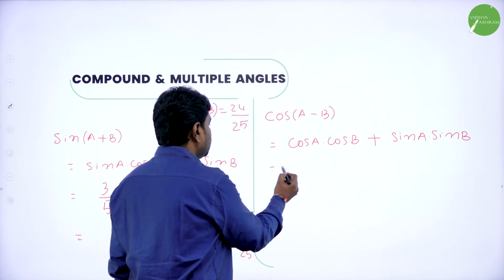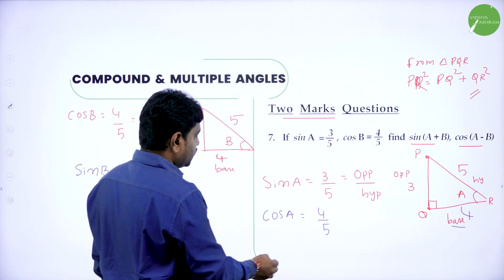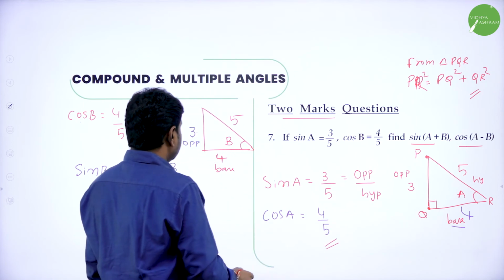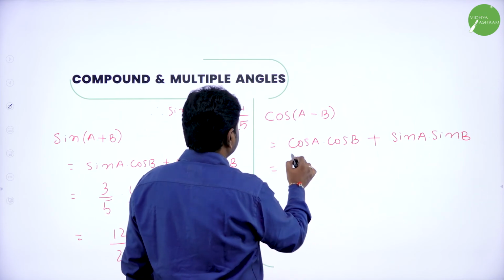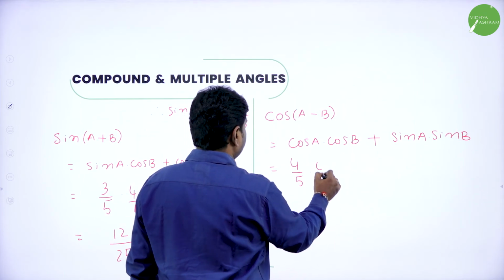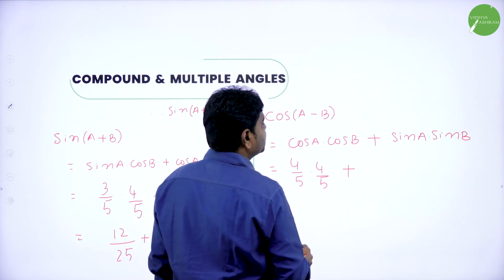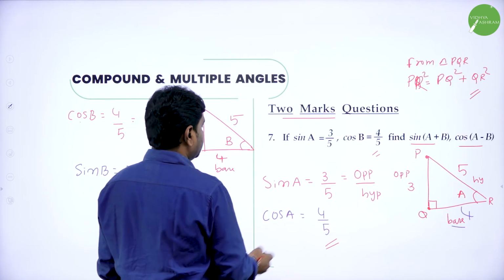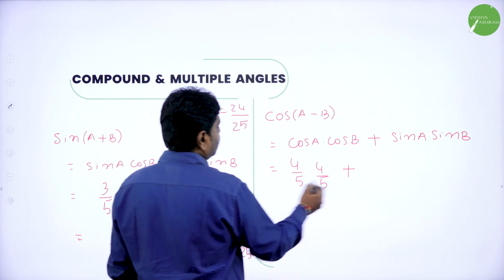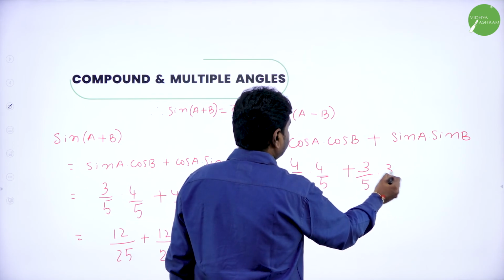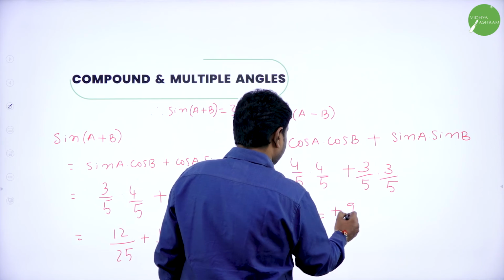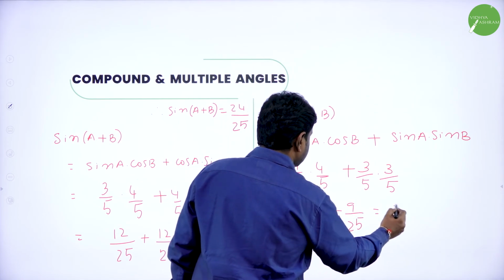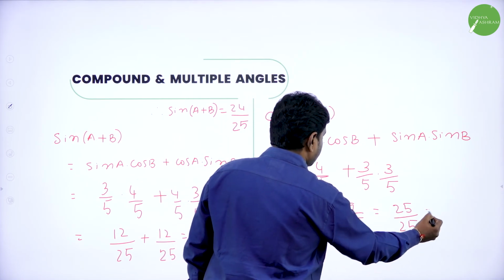Now cos A cos B. So refer. What is cos A? Cos A they give 4 by 5. And cos B is also 4 by 5. Substitute. In between plus sin A sin B. What is sin A? 3 by 5. And sin B is also 3 by 5. 3 by 5 into 3 by 5. Now 4 fours are 16 by 25 plus 9 by 25. So that is 25 by 25, that is 1.